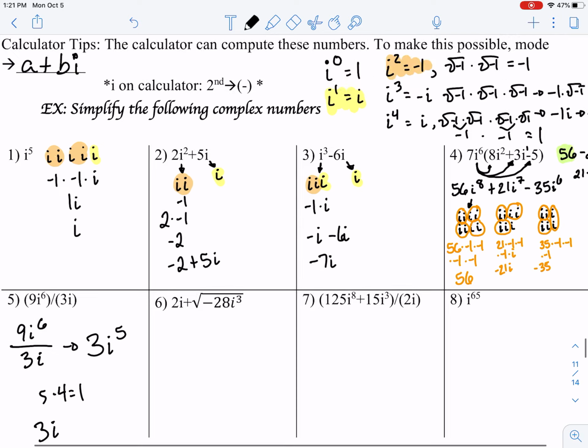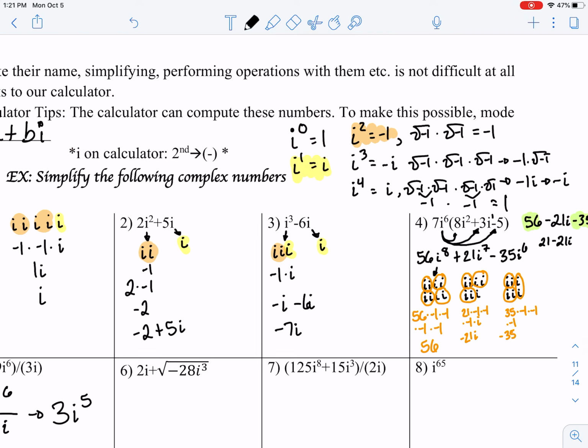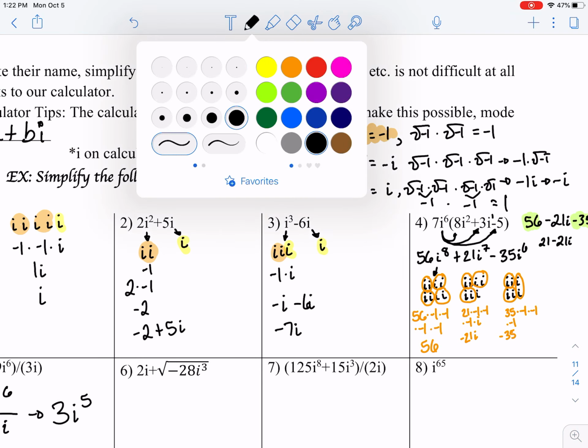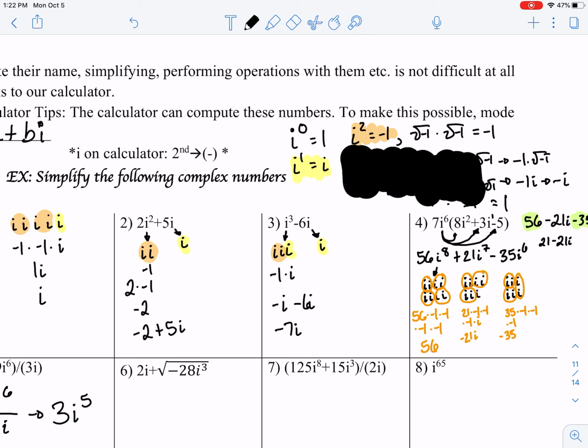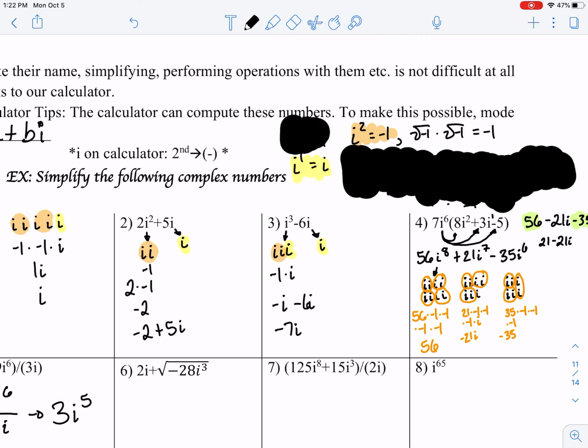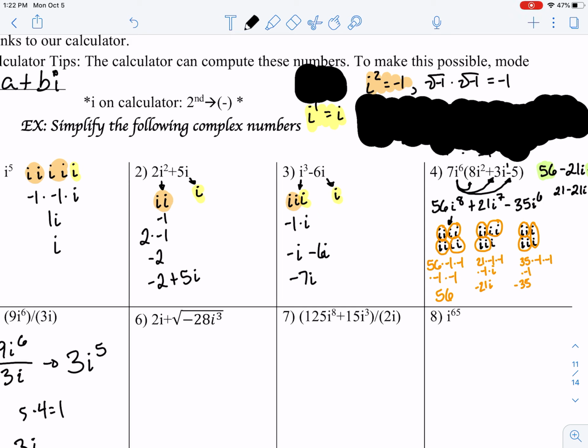Again, at the end of the day, I wouldn't be trying to remember all of these. The only ones I would be trying to really remember is I raised to the 0 power is 1. And honestly, not even that, because you already know what that is. But just I to the first power is I, and I squared is -1. All right, I was able to do all 4 of the first problems just by knowing that.